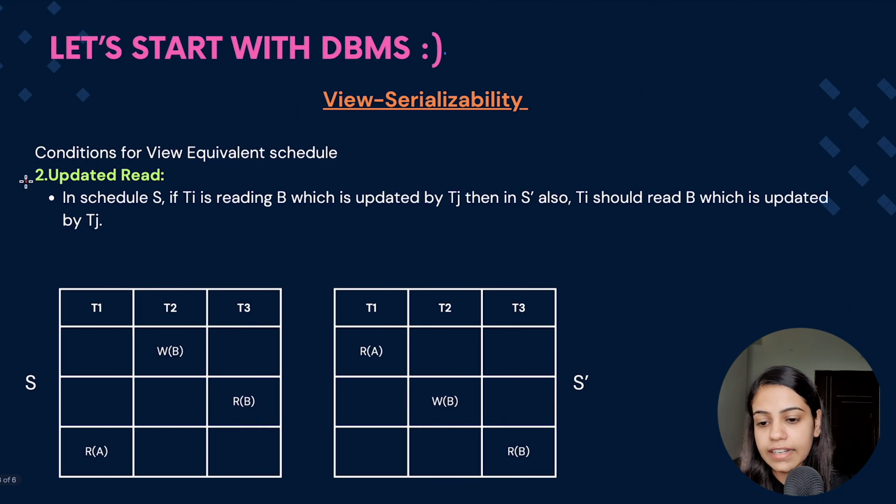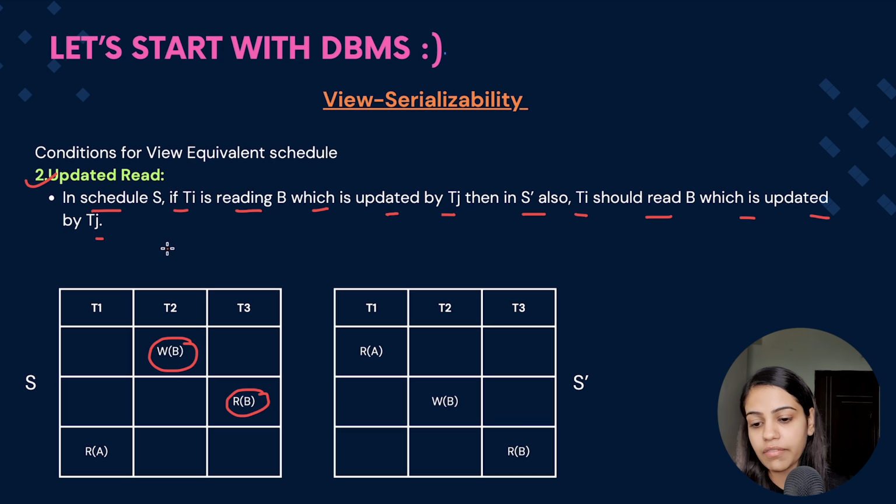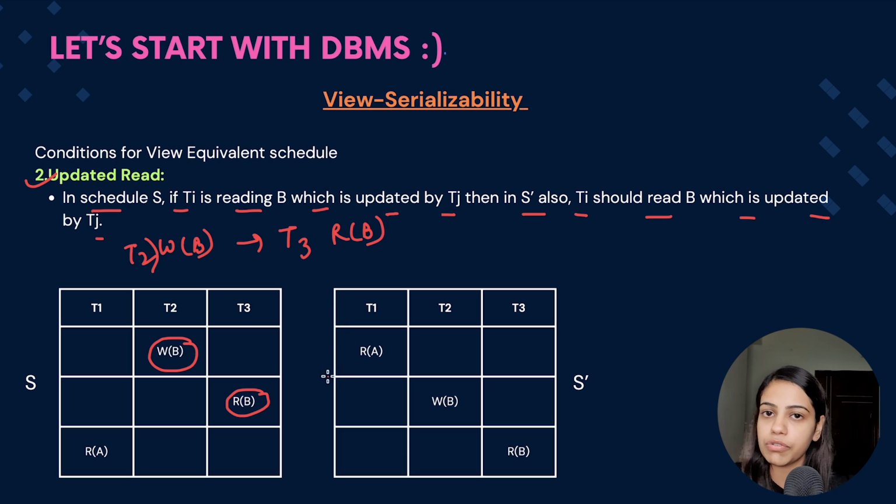Now coming to the second condition, that is updated read. In a schedule S, if Ti is reading B, which is updated by Tj, then in S dash also Ti should be reading B, which is updated by Tj. Consider here there is a read operation happening on a given data item which is updated by another transaction. Here T2 is updating the value of B, and then the read of B is happening in T3. The same should be happening in the other schedule, or you can say the view equivalent schedule.